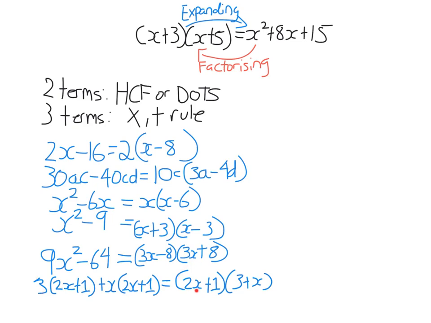Then I say, what do I times by the highest common factor to get this? Well, I have times 2x plus 1 by x here. So that's why I was able to write that in there. All right, let's now look at examples involving 3 terms.